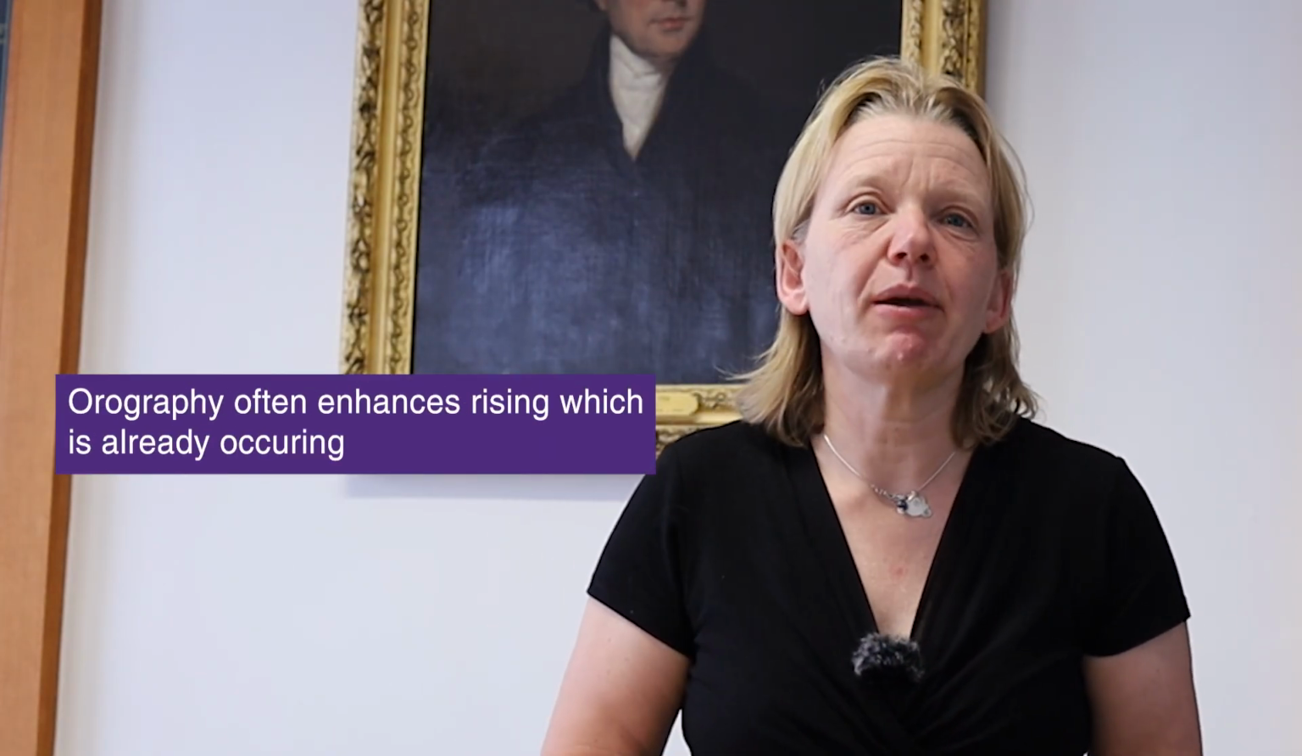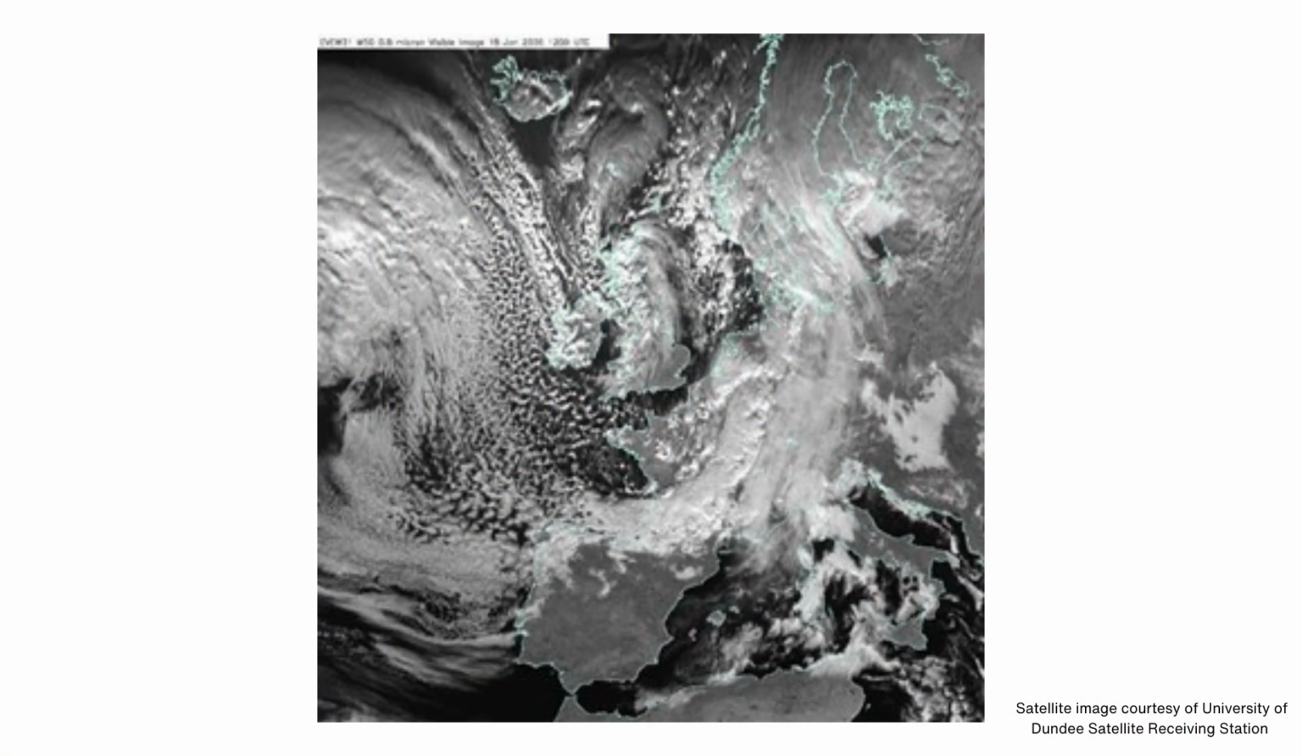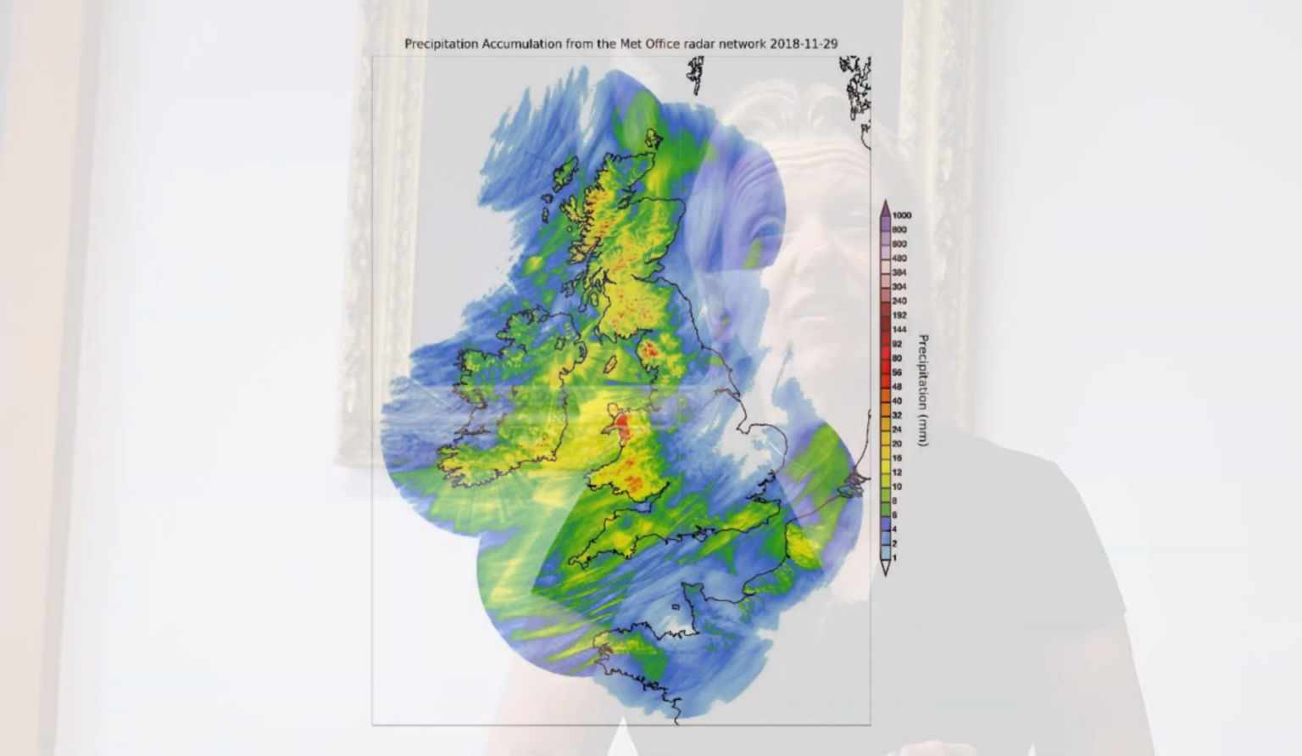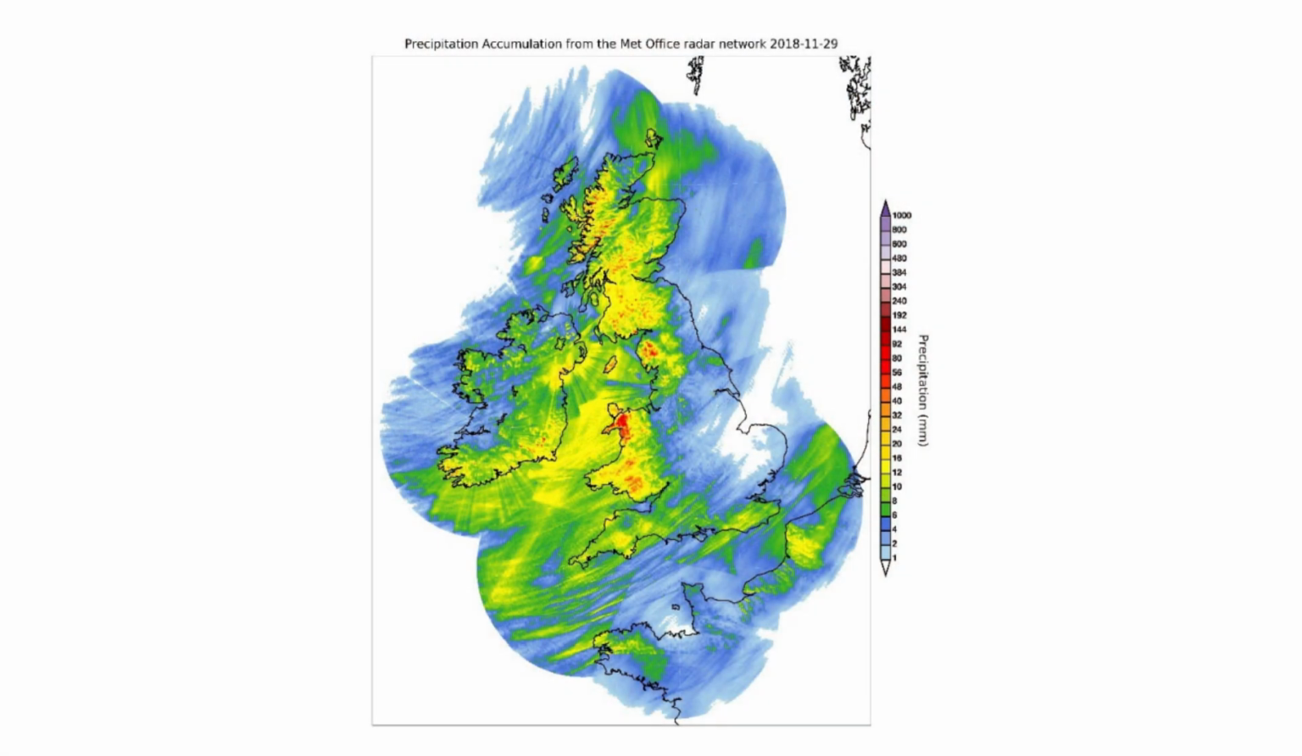For example, in this satellite image, which we've looked at previously, you can clearly see that the isolated patches of convection over the ocean come together into a blanket of cloud off the west coast of Ireland, Wales, Scotland and England as the westerly winds hit the west coast of the British Isles. This image shows one day's accumulated rainfall over the UK on a day when polar maritime air dominated.